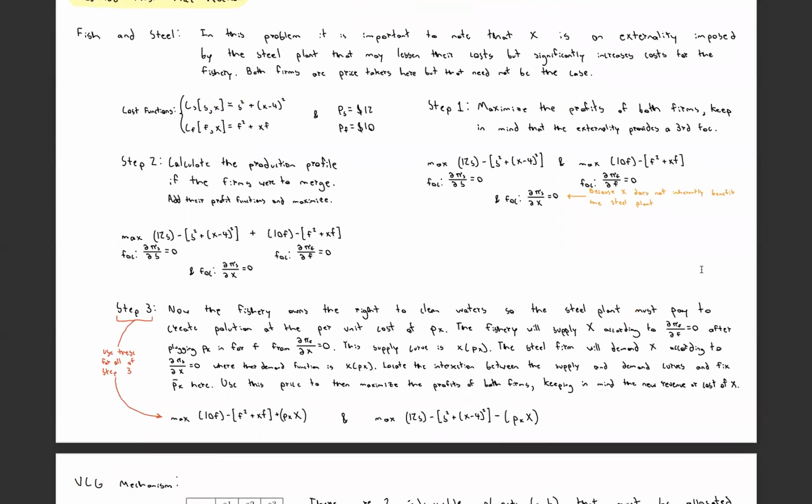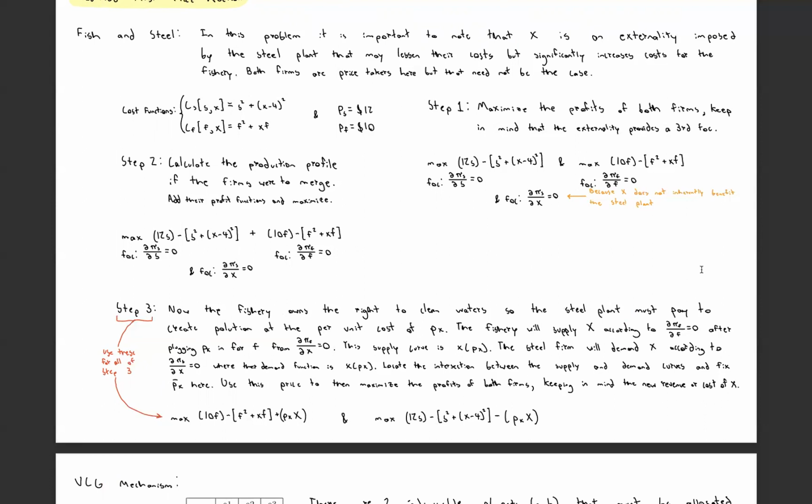Step 3, now that the fishery owns the right to clean waters, the steel plant must pay to create pollution at the per unit cost of PX. The fishery will supply X according to their profit maximization problem. After plugging in the price of X, so that's just going to be a unit price for pollution, into F from the profit maximization problem of the fishery, it's going to yield a supply curve that's going to be equal to X as a function of PX.